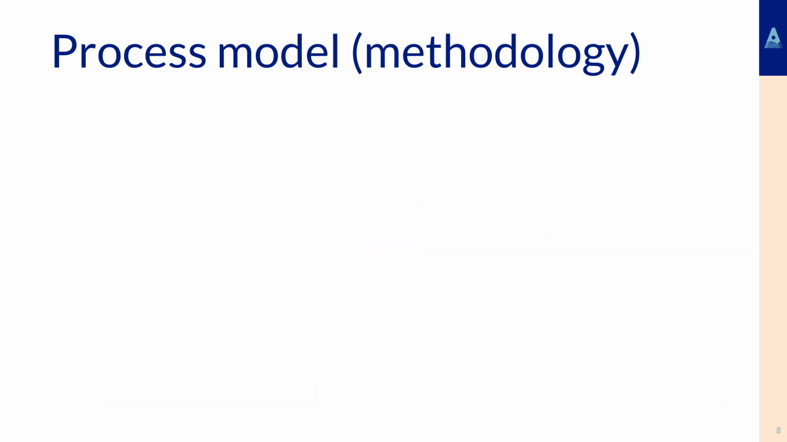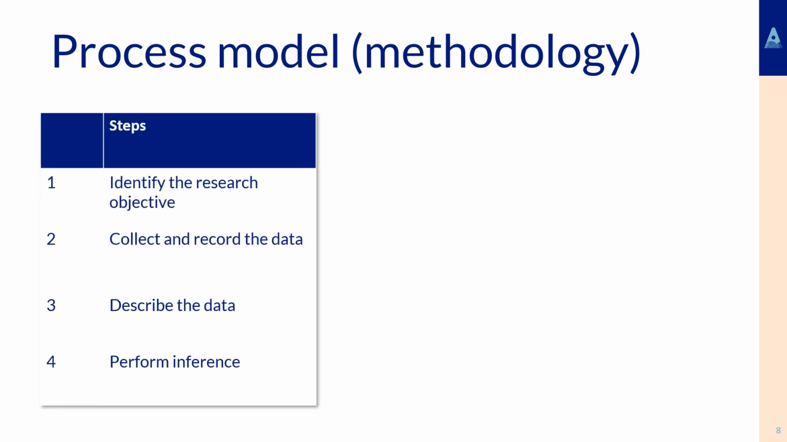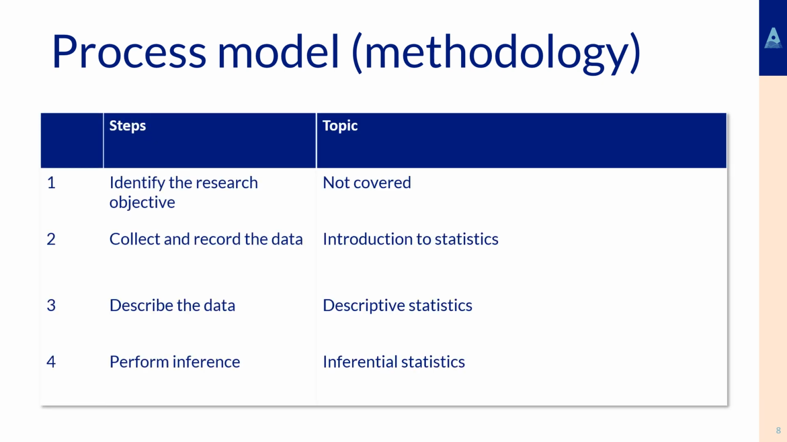This course is based around the standard process model. The first step, identifying the research objective, is not covered. That will be presumed and given to you. Step 2, collect and record the data, will be covered in the first topic, Introduction to Statistics. Step 3, describe the data, will be covered in the topic called Descriptive Statistics. And step 4, perform inference, will be covered in the topic Inferential Statistics.